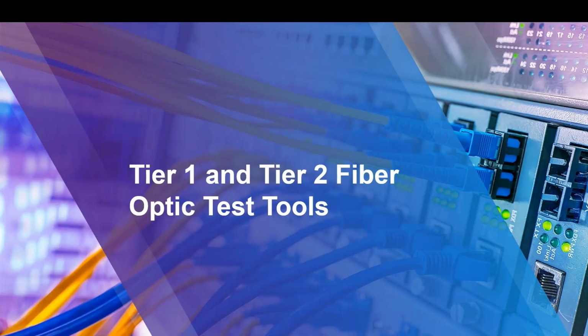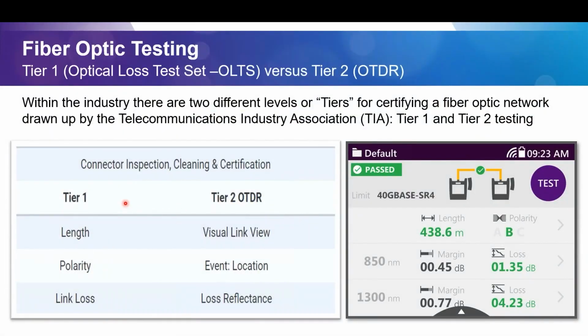All right, so tier 1 and tier 2 fiber testing. This is a little chart I put together. You'll hear those terms, the TIA terms. When you hear of a tier 1 certification, we're measuring length, polarity, and link loss. So those are the 3 requirements, and obviously at the top here we've got inspect and clean if necessary, but then it's length, polarity, and loss. That's a tier 1 tester, called an optical loss test set.